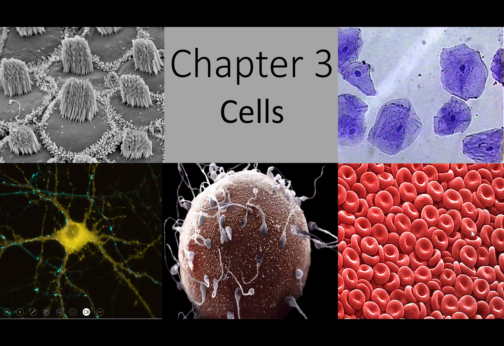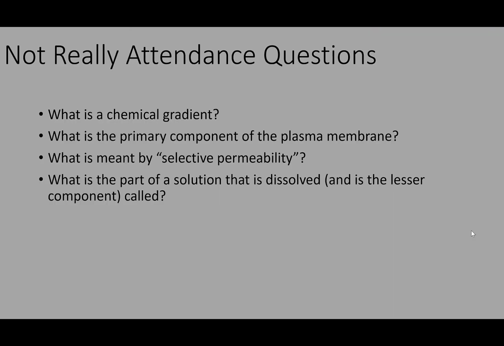But before we dive into our new stuff, as always, let's start with our not really attendance questions and see if you can answer these. What is a chemical gradient? What is the primary component of the plasma membrane? What is meant by selective permeability? And what is the part of a solution that is dissolved? This is also the lesser component of a solution, the smaller component of a solution. So go ahead and pause the video, try to answer those, and hopefully you've done that.